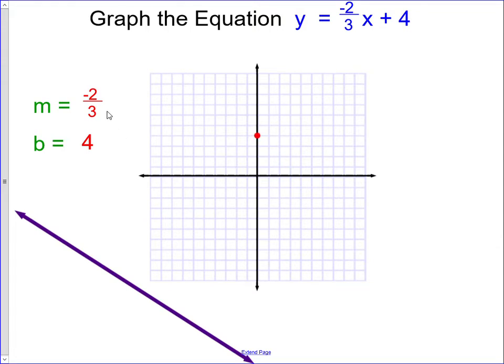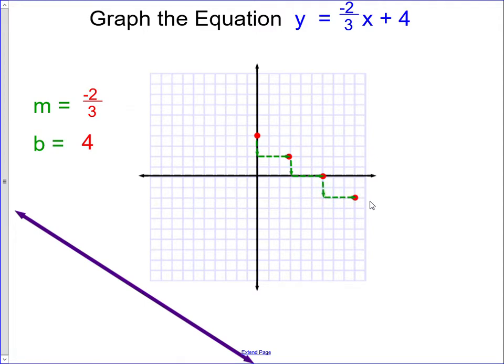Now, we have a slope of negative 2 over 3. Well, the top is the rise and the bottom is the run. Since we have a negative rise, that tells us we're going to go down 2, and we have a positive run, which means we're going to go 3 to the right. So to find the next point, we're going to go down 2 and 3 to the right. We can continue this pattern, down 2 and 3 to the right, until we have several points.